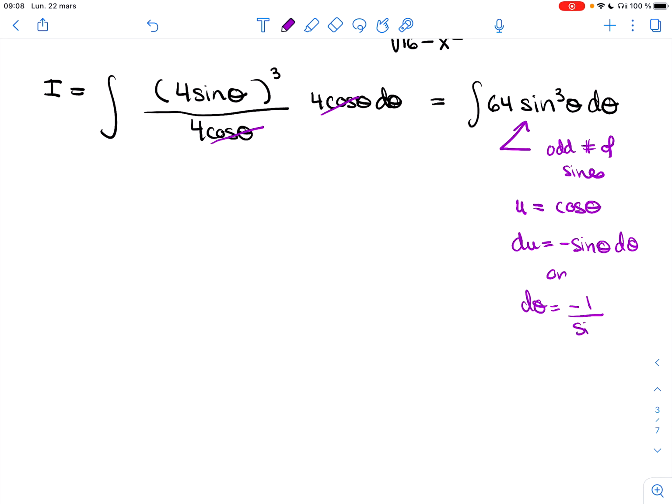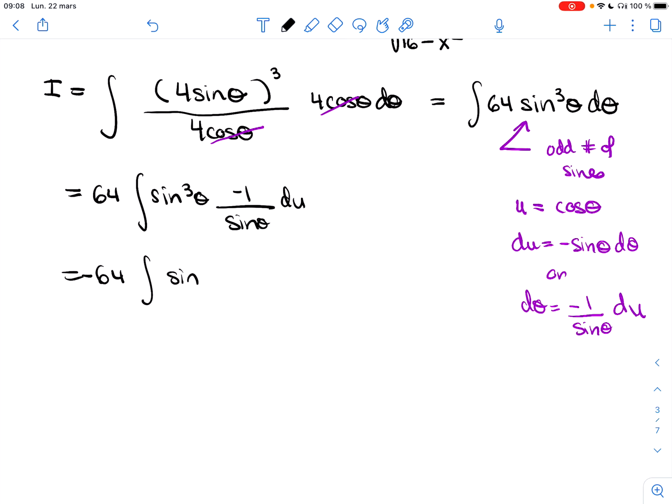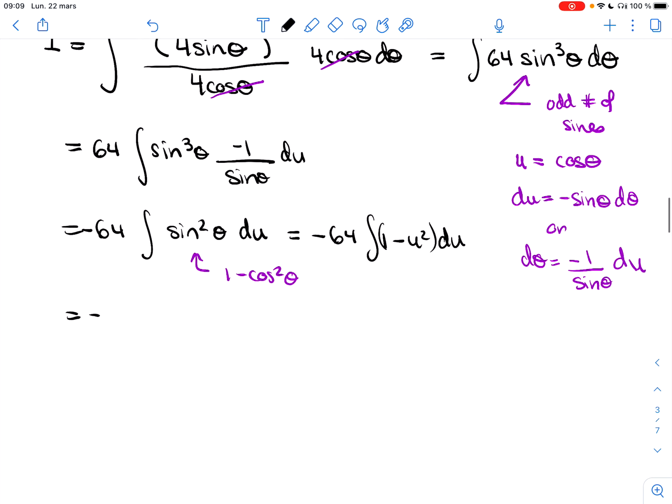So that's going to take away one of the sines. So I'm going to get, let's put the 64 up front, sine cube theta over sine theta du. I end up with minus 64 sine squared du. Oh, forgot, dropped my angle. And so that's 1 minus cos squared. And so we get minus 64, 1 minus u squared du. And we're ready to integrate.